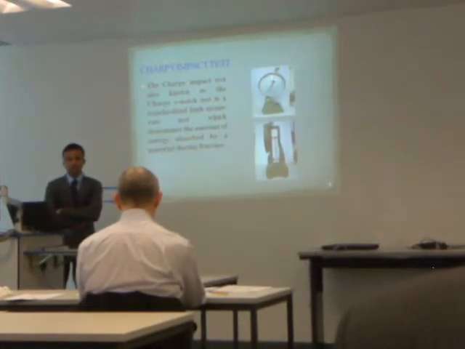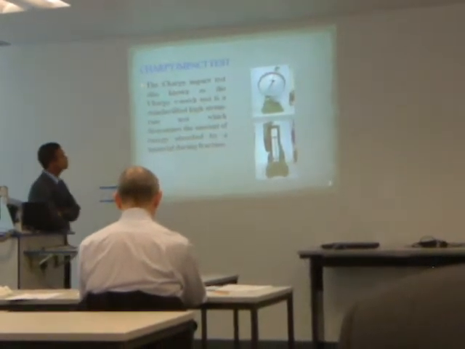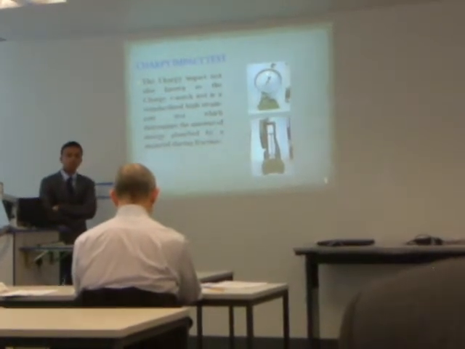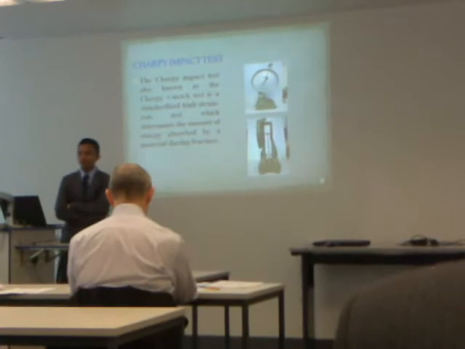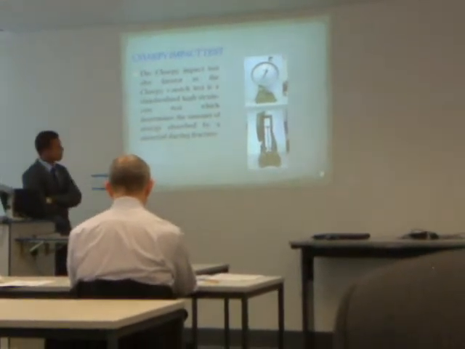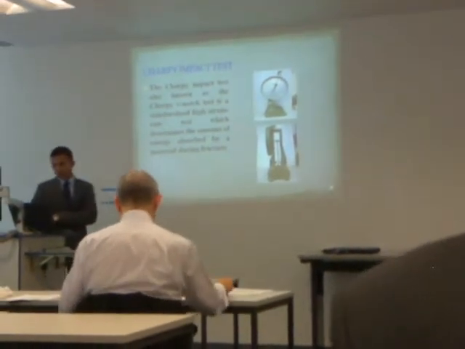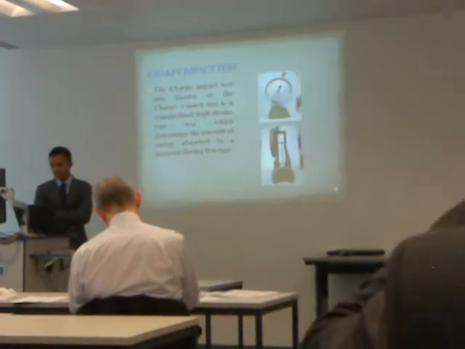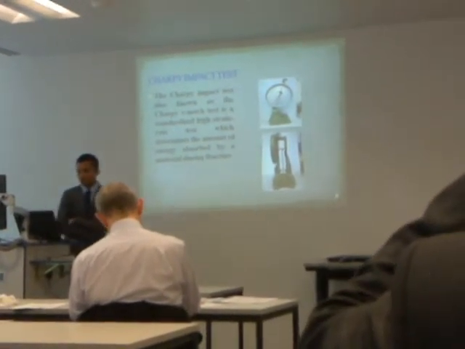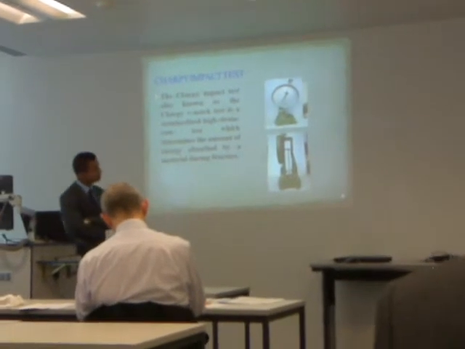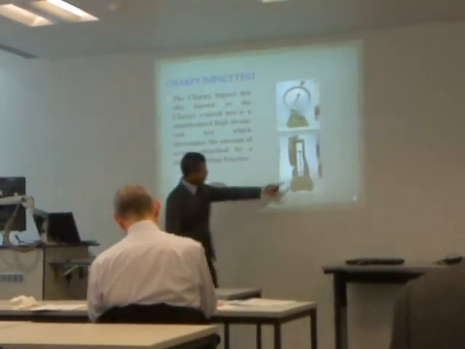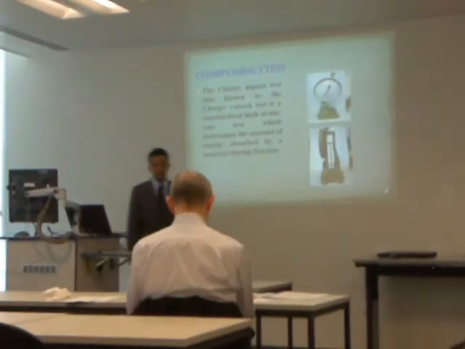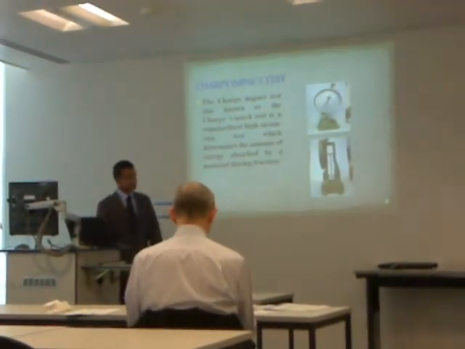Now the Charpy impact test. The Charpy impact test is also known as the V-notch test. It is used to determine the amount of energy absorbed by the material during fracture or failure. Here you can see the pendulum and the dial which gives the readings of the energy absorbed by the material. The material is placed between these supports, and it can be placed as simply supported or as a cantilever.